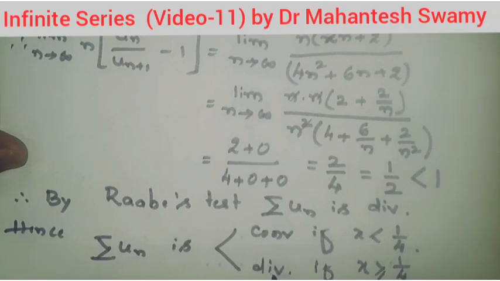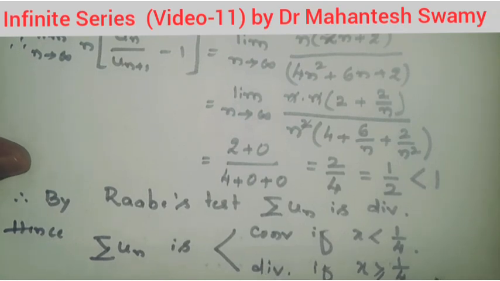So this is how we have solved the problems on ratio test and Raabe's test.